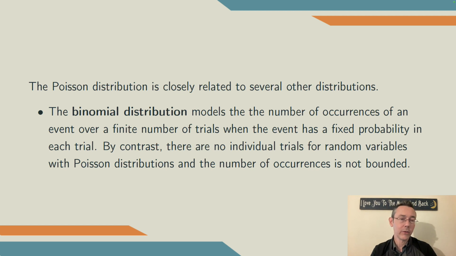So in a situation like that, if you have, say, n trials, the outcome for the binomial random variable can only be between 0 and n. By contrast, when we're talking about a random variable with a Poisson distribution, there aren't individual trials for the random variable, and there's no upper bound in theory to the number of occurrences that could occur.